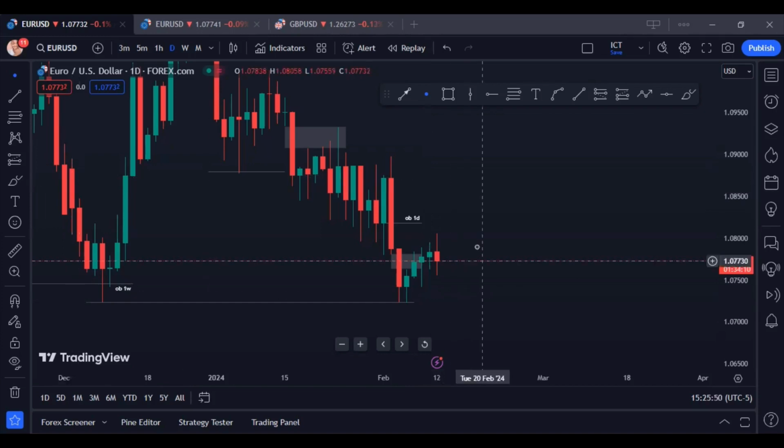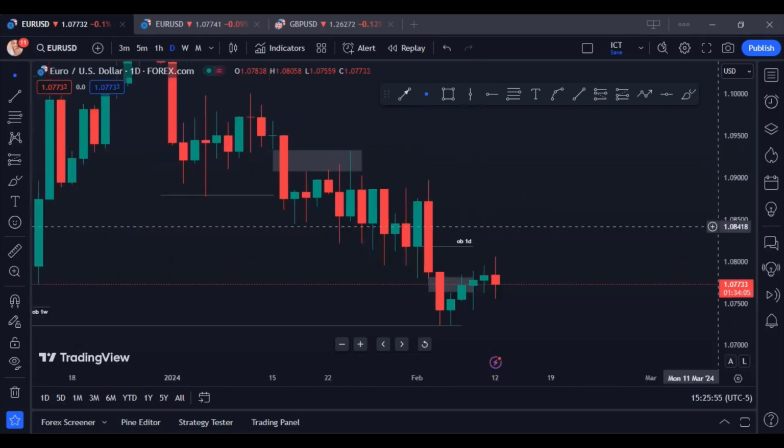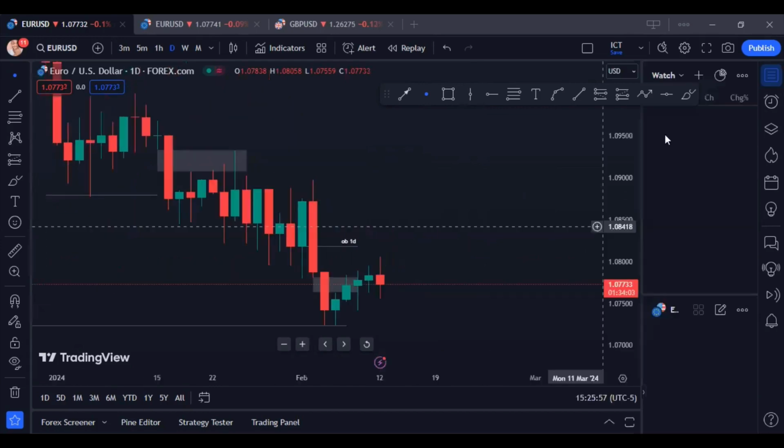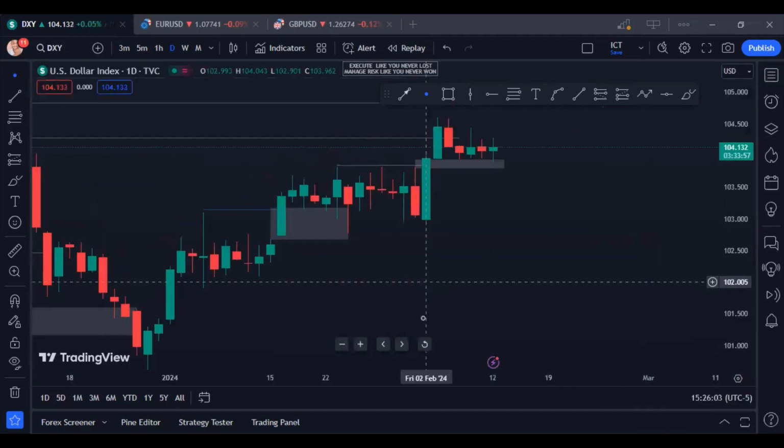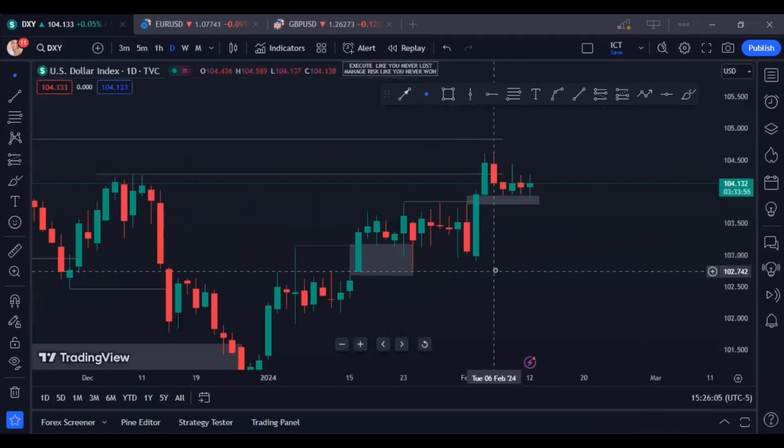Okay, so we analyze the market using the institutional order flow concept. First of all, we start from the daily time frame. Looking at the daily time frame, guys, what do we have? This is our EURUSD. Let's start with the XY right here. All right, guys, this is the XY.